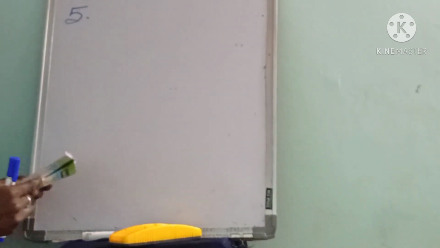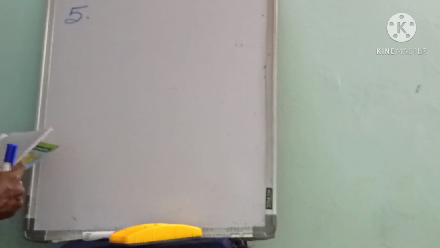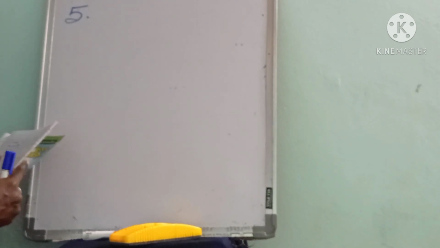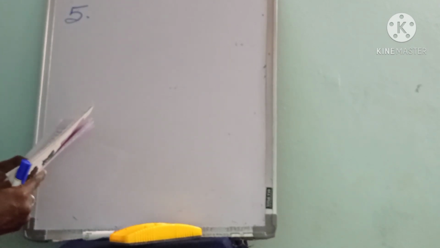Next, the fifth question is, a bullet of mass 20 gram is fired horizontally with a velocity of 150 meter per second from a pistol of mass 2 kg. What is the recoil velocity of the pistol? We have to find the recoil velocity of the pistol.